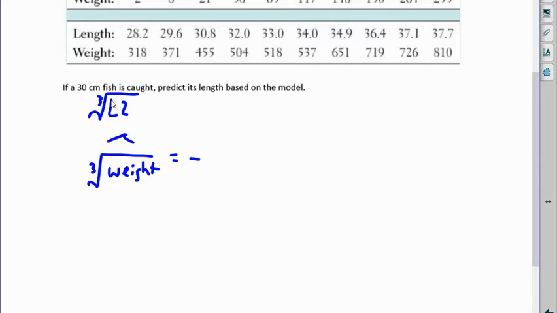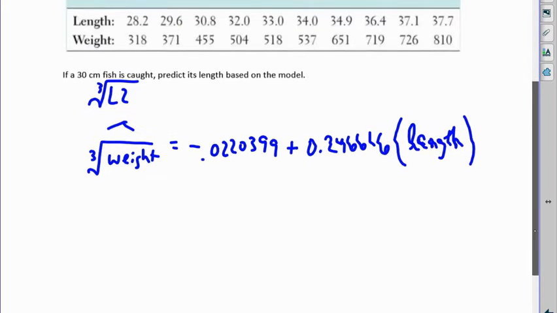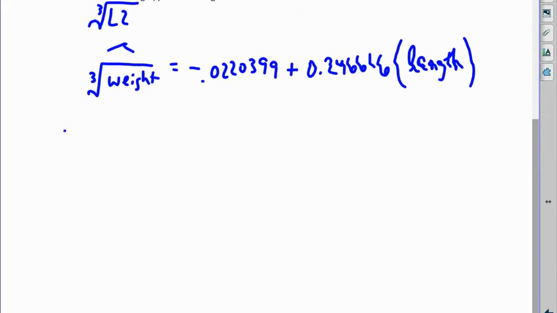Here's my y-intercept, negative 0.0220399, plus the slope of 0.246616, and then in here we would put in the length. I think there's something wrong with my smartboard. Put in the length. And the weight in this situation was going to be in grams, and the length in this situation is in centimeters, just to make that clear.